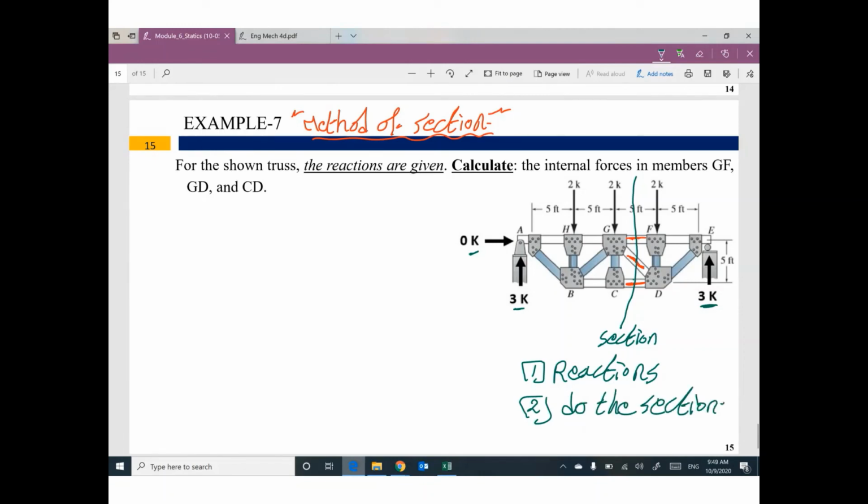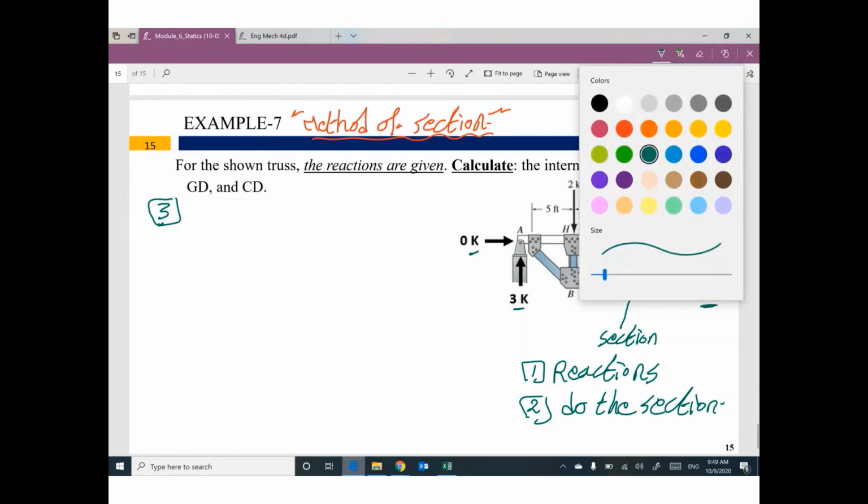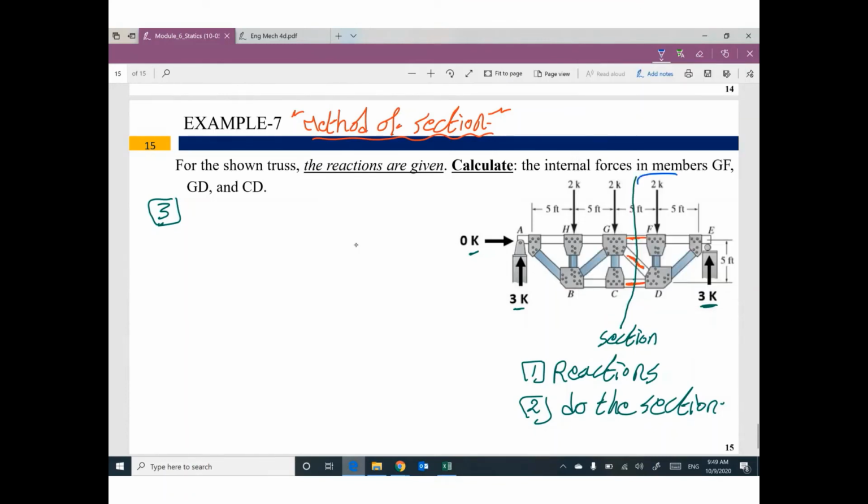Third step, which side am I going to use? It's up to you. What do you mean by which side? Guys, I cut this truss into two parts. This part or this part. So which part are you going to use? It's up to you. You can use what you want, but I recommend using the smallest part. The smallest part will be easier.